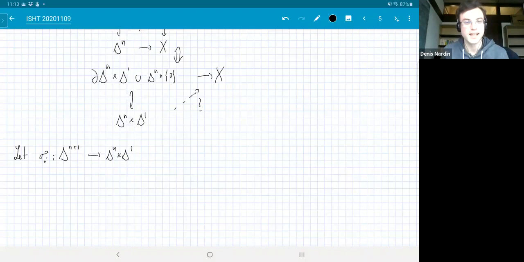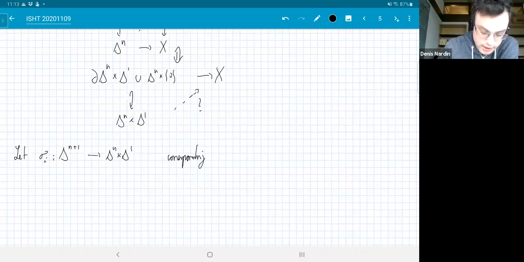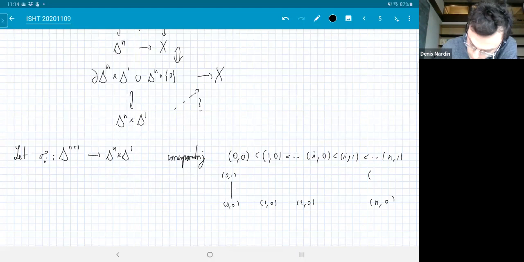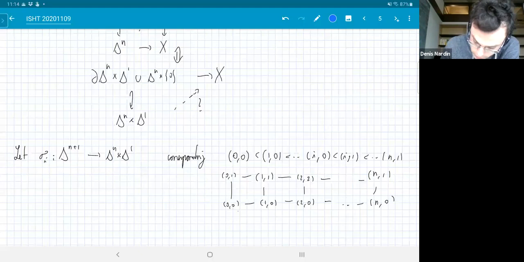So let's consider this simplex sigma i, which corresponds to, remember, n simplices are just chains of n plus one totally ordered elements in this poset. So it corresponds to (0,0), (0,1), and so on, (i,0), (i,1), up to (n,1). If you picture this poset as this guy, this corresponds to a path like this.